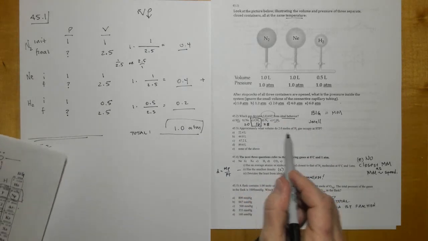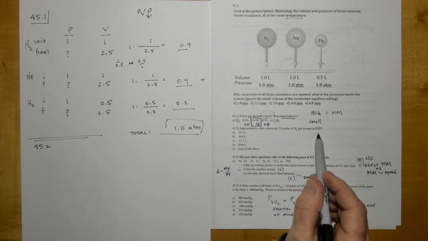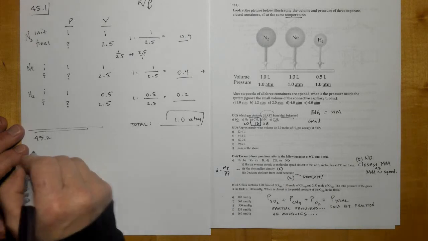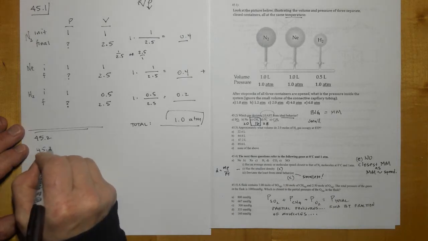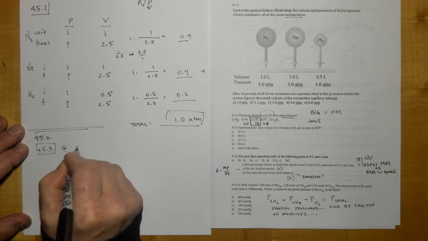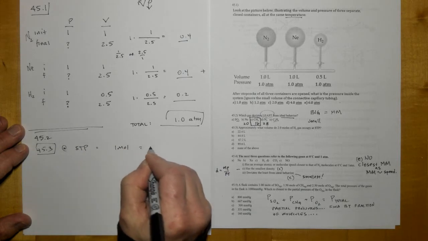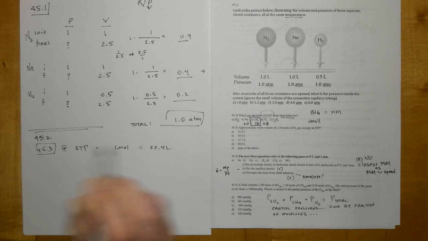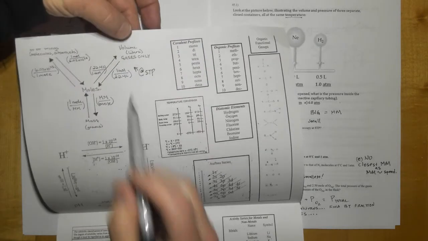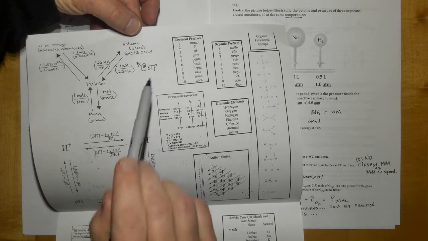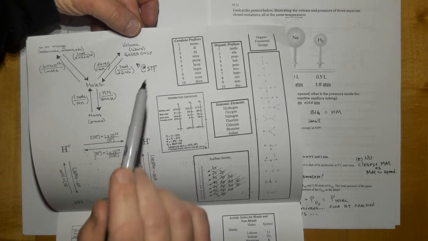Approximately what volume do 2 moles of H2 gas occupy at STP? So at standard temperature and pressure, we know that 1 mole of any gas occupies 22.4 liters. Now if you forgot that molar volume of the gas, you can always find it right here, because at STP 1 mole occupies 22.4 liters. That's only true at standard temperature and pressure.